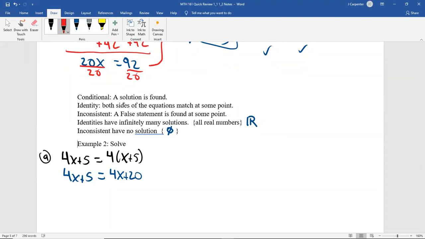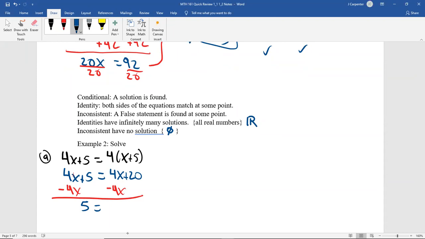If I try to move either of these, the one on the left or the one on the right, they're both positive, so you'd subtract. No matter which one I try to move, I'm going to end up subtracting 4x on both sides because they're the same number. 4x minus 4x cancels, so the left side is just a 5.